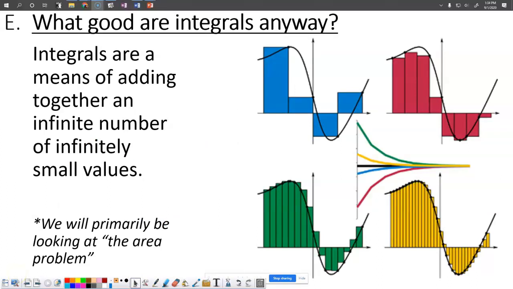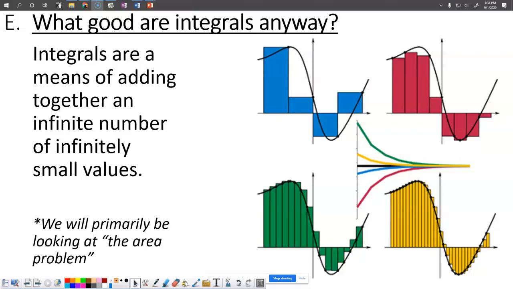All right, so what good are integrals anyway? What's the point of working backwards? What's the point of finding an antiderivative, or a general solution, as another way of saying it? Well, an easy answer is it helps you find area under a curve. But more generally, integrals are a great way to add up an infinite number of infinitely small things.